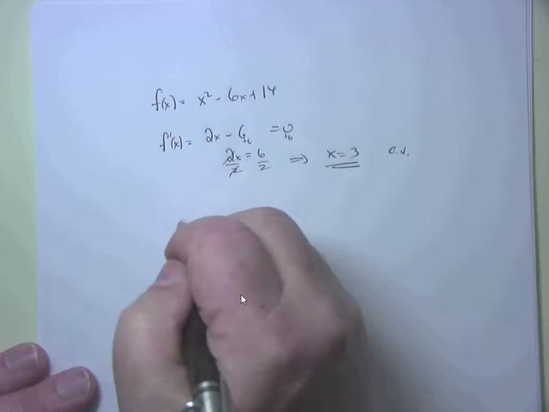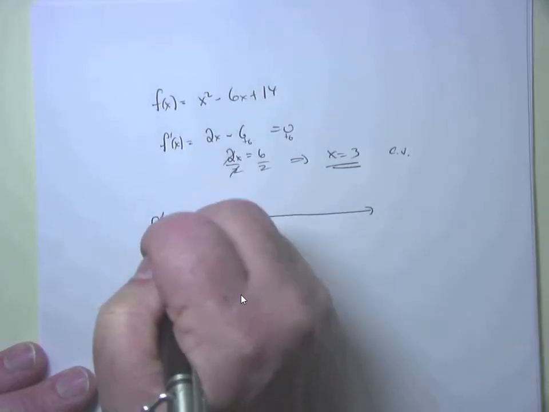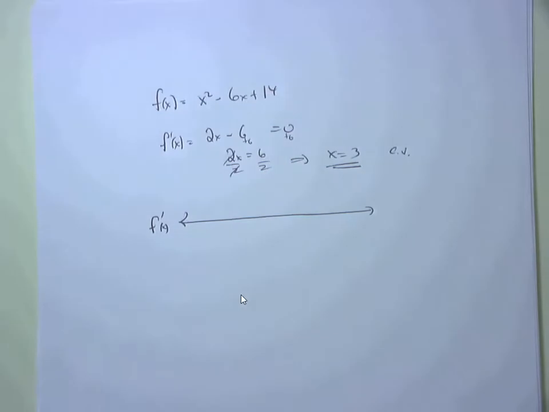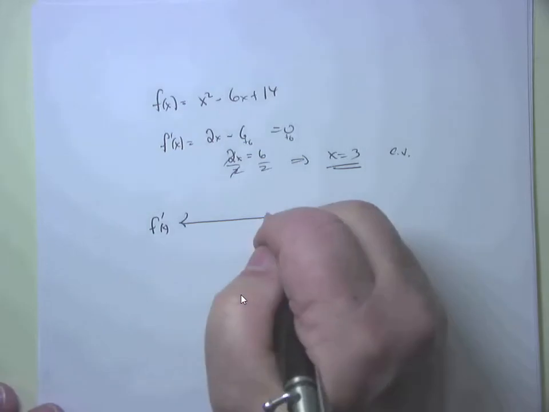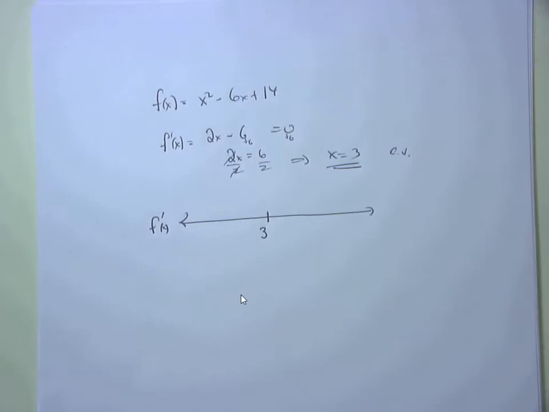Now, to find intervals of increase and decrease, that word intervals means I'm going to draw a number line for the first derivative. Intervals of concavity is a number line for the second derivative. And on this number line, I'm going to put my critical value, 3. On the second derivative, I put the hypercritical values on those number lines.